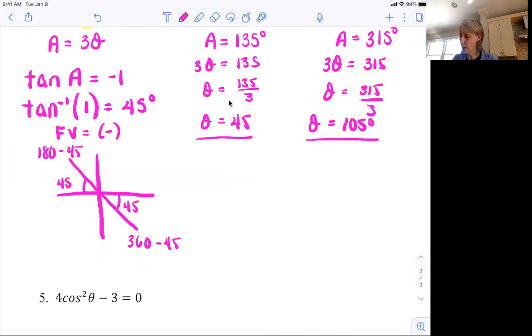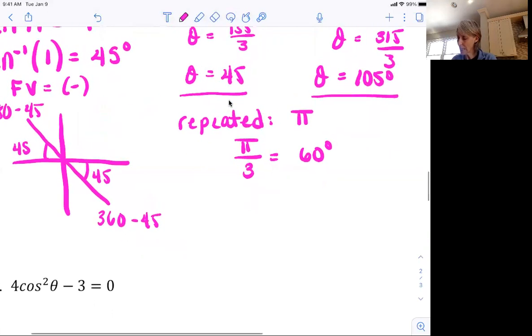Now we have to talk about our repeated solutions. Now the little trick here is the tangent function has a period of pi. Remember, it repeated every pi units. So we're going to take pi and divide that by 3. So we're going to see repeated solutions every 60 degrees. So we have to go to each of our angles.